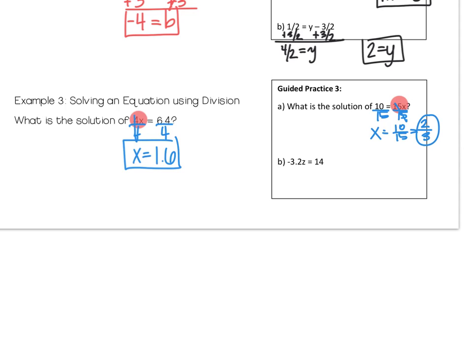Okay, pause the video, try guided practice 3B, and I'll give you the answer in just a second. What you should have done is divided both sides by negative 3.2.